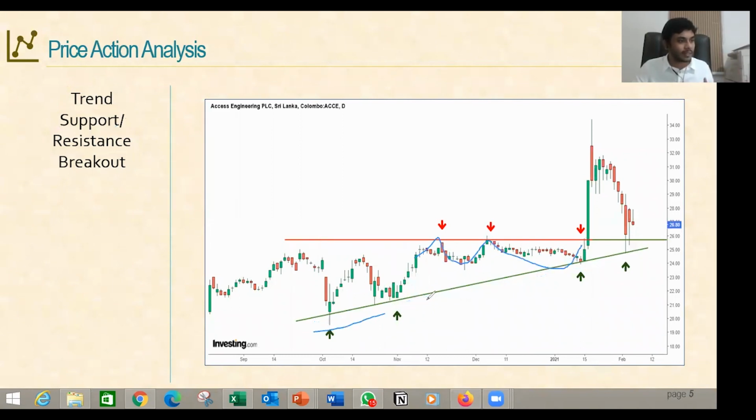However, we can see there is trend support developing. So there is price resistance and also there is support. A trend support develops every time the price is maintained below the resistance at 25. However, we can see a development of trend support as well.